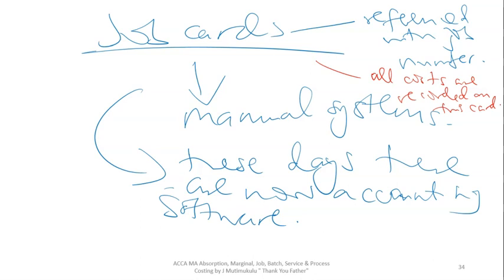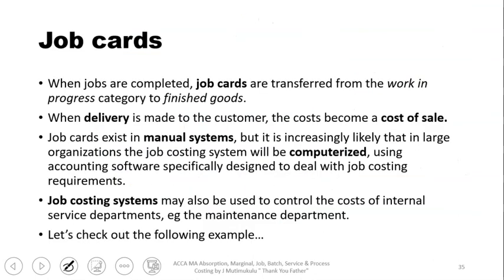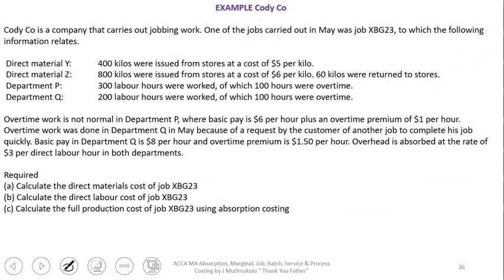Let us try to do an example to illustrate what we are talking about. Kojiko is a company that carries out jobbing work. One of the jobs carried out in May was job XPG23, to which the following information relates. Direct material Y, 400 kilos, was issued from stores at a cost of $5 per kilo. Direct material Z, 800 kilos, was issued from stores at a cost of $6 per kilo. 60 kilos were returned to stores.